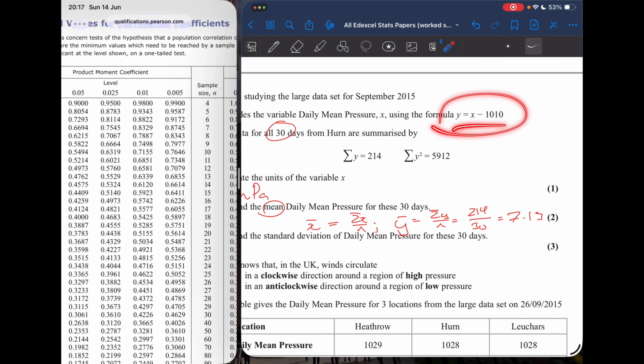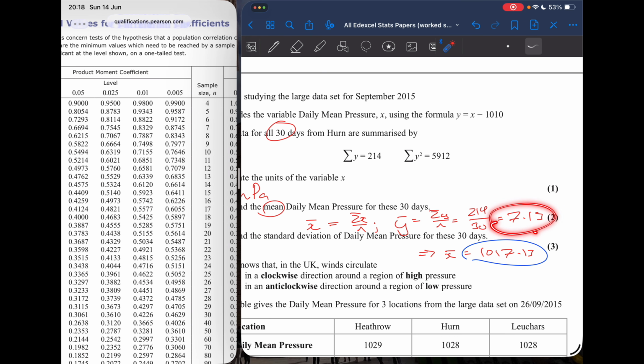x is just y plus 1010. So that should tell us that the mean for the x's is that plus 1010, so 1017.13. For the x's, we've just taken every value and added 1010 to it, so that would add the same amount to the mean as well.